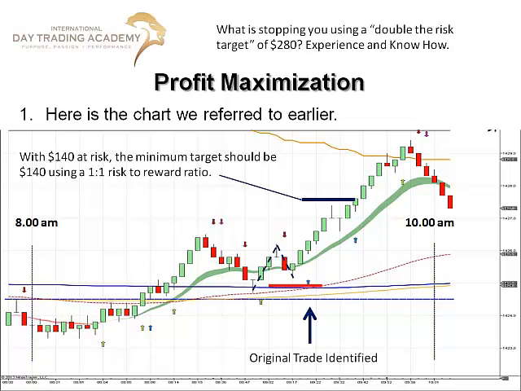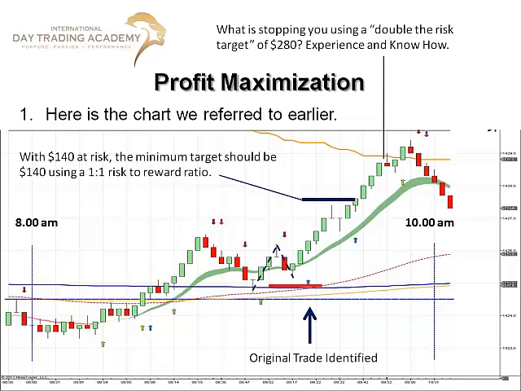Now, as we move on, ladies and gents, let me ask you a question. If you get very, very good at going for a $140 target because your risk is $140, what's actually stopping you from going for a $280 profit target, or as we refer to in the course, double the risk target? What is actually stopping you from going for a $280 target? The only thing stopping you is experience and know-how.